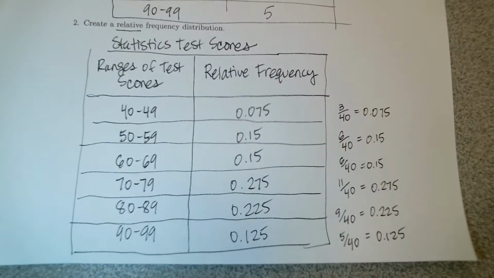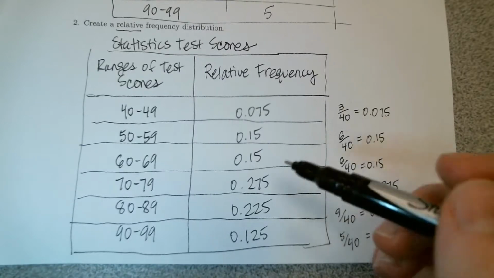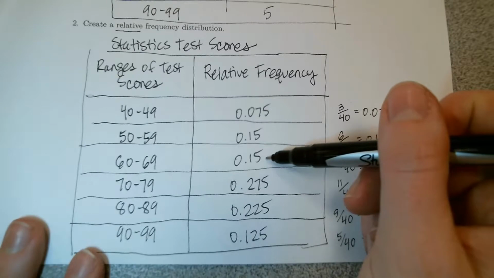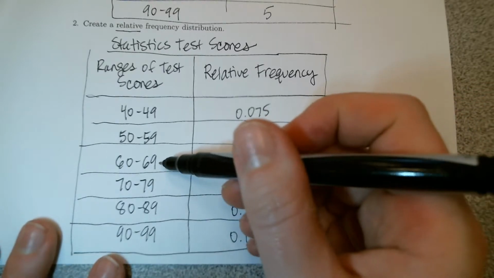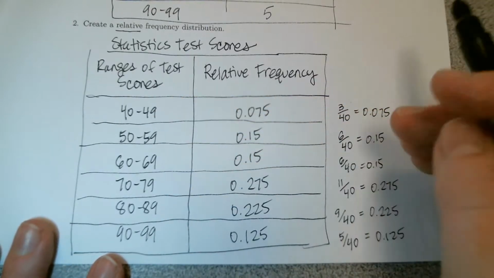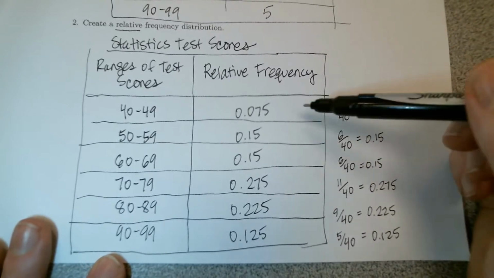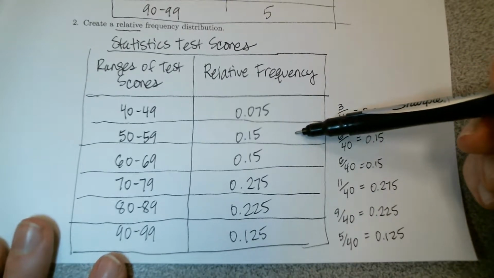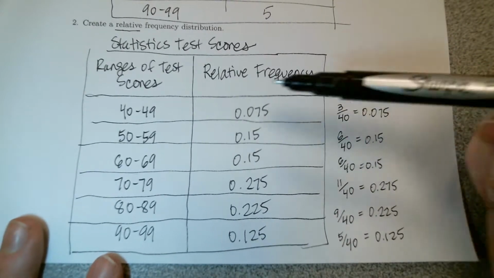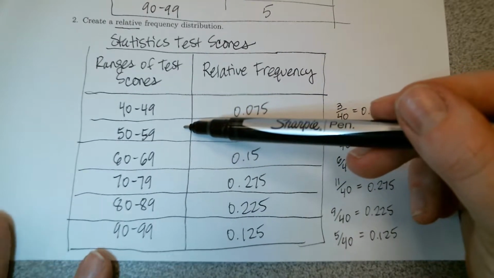What's great about relative frequency distribution is that it demonstrates the proportions of how many students scored into each class over here. So you can see easily at a glance that 15% of the students scored between a 50 and 59 on this test.